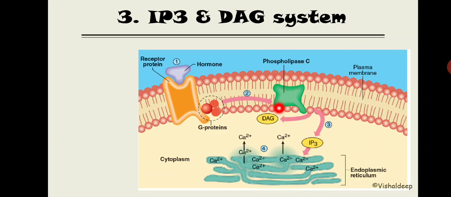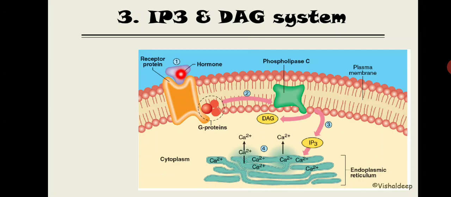Once the alpha subunit binds with phospholipase C, it activates this enzyme. Now this phospholipase C will act on PIP2, phosphatidyl inositol diphosphate, which is present in the cell membrane. What does phospholipase C do? It cuts the PIP2 and breaks it into two substances. One is DAG, and the other one is IP3. Right? Let's revise this from the start.